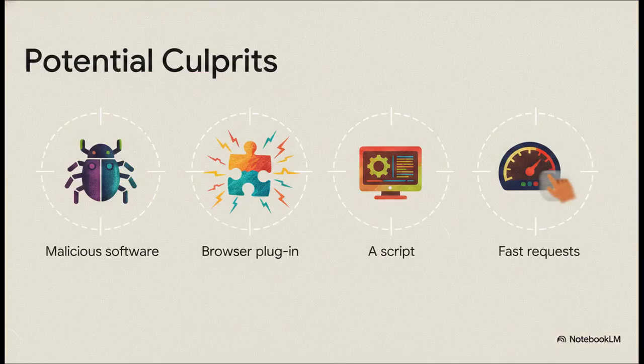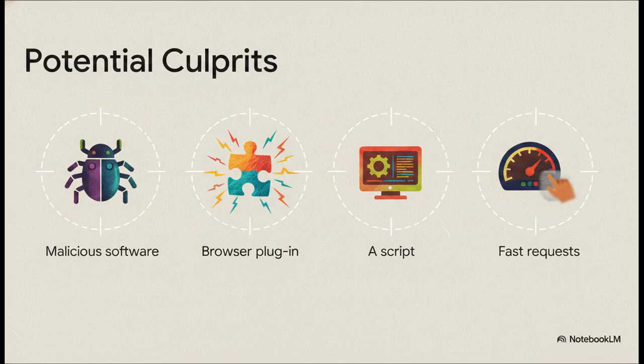Our source gives us a lineup of potential culprits that could be generating this traffic behind the scenes. Now, it could be something totally sinister, like malicious software silently running in the background. Or it could just be a poorly coded browser plugin that's gone completely haywire. It might even be a deliberate script someone wrote to scrape data. But here is the most fascinating one to me. It could literally just be a regular human being typing and sending requests so incredibly fast that the system actually mistakes them for a machine.